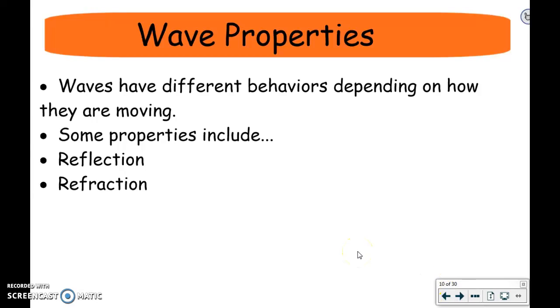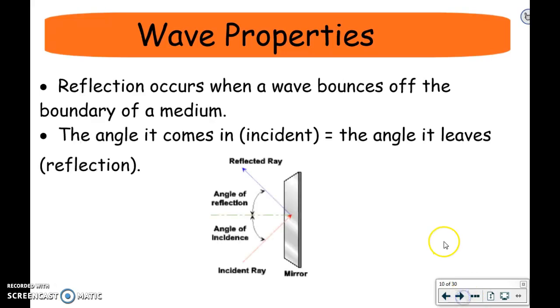And then besides the actual waves going, sometimes they have different behaviors depending on how they go from one surface to another. The two that I'm going to focus on with you guys are reflection and refraction. Two very similar words, but they have very different meanings when it comes to waves. Reflection is when a wave bounces off the boundary of a medium. For the record, a medium is just a different state of matter.